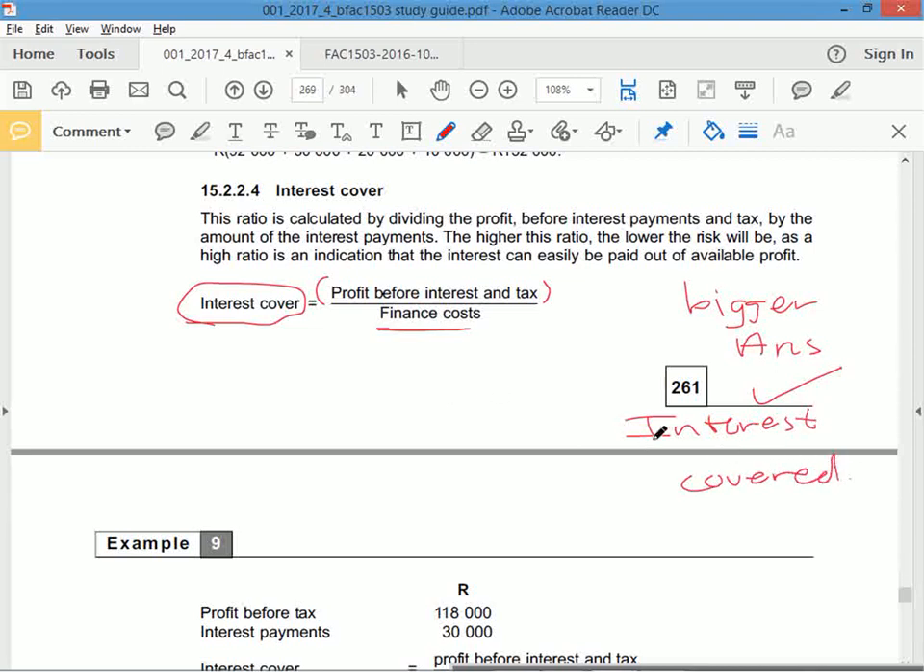Obviously if I've covered interest 5 times, that's not as good as covering the interest 10 times. 10 times would be better because that means you've got more profit to pay for your interest.